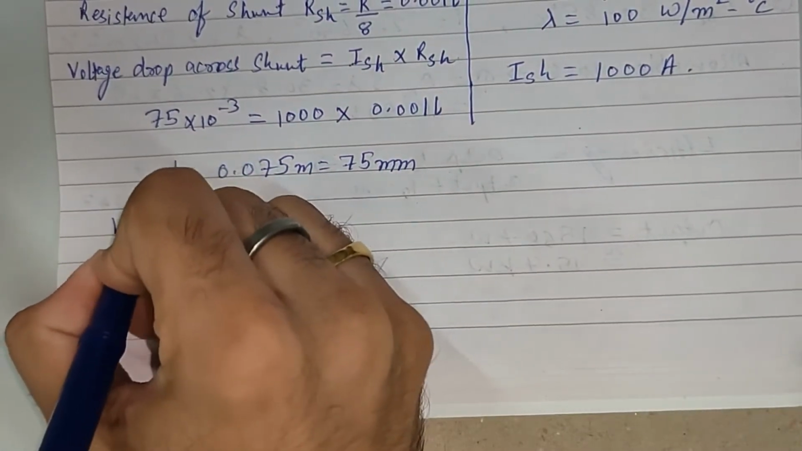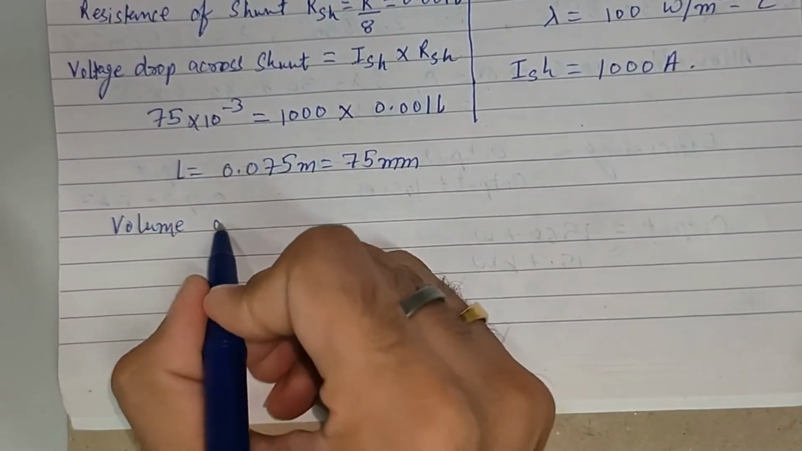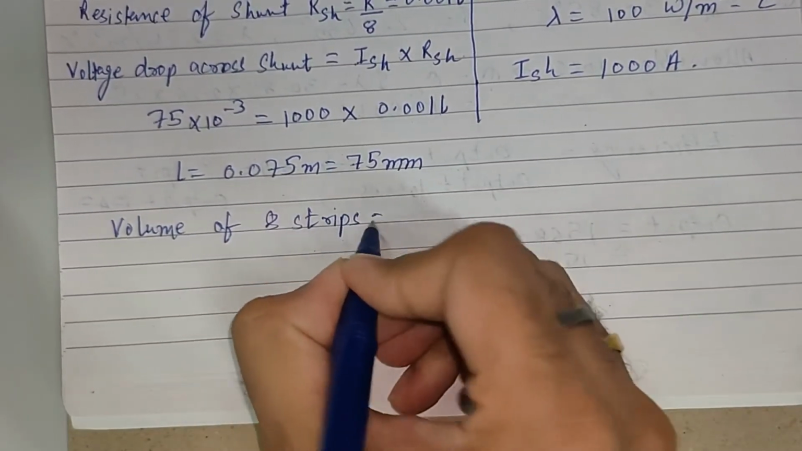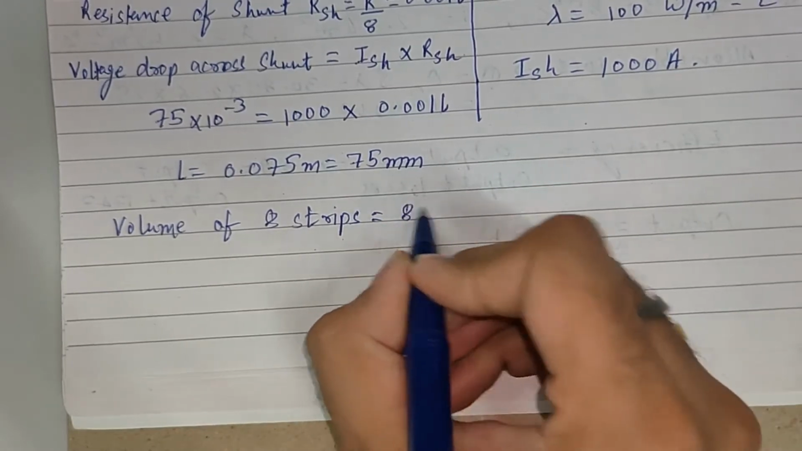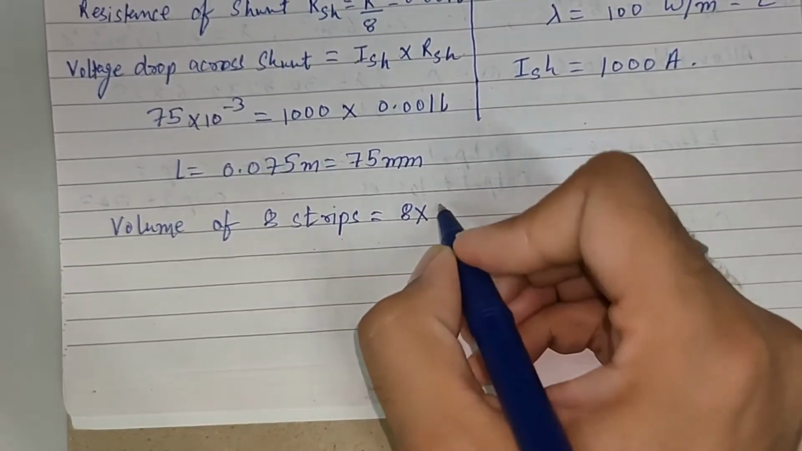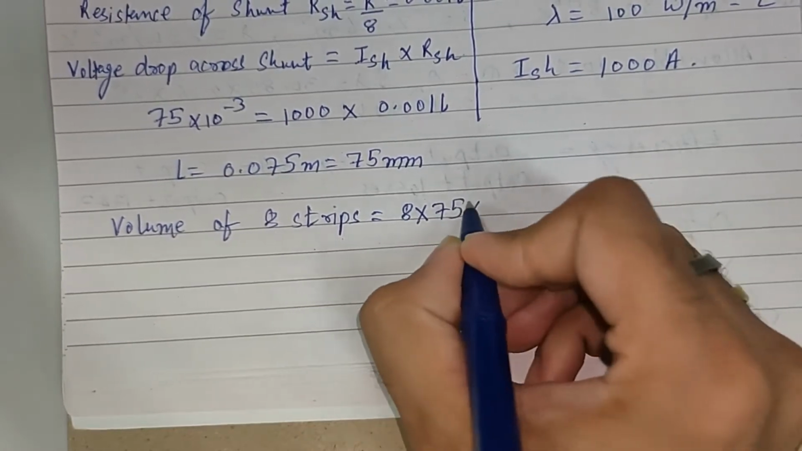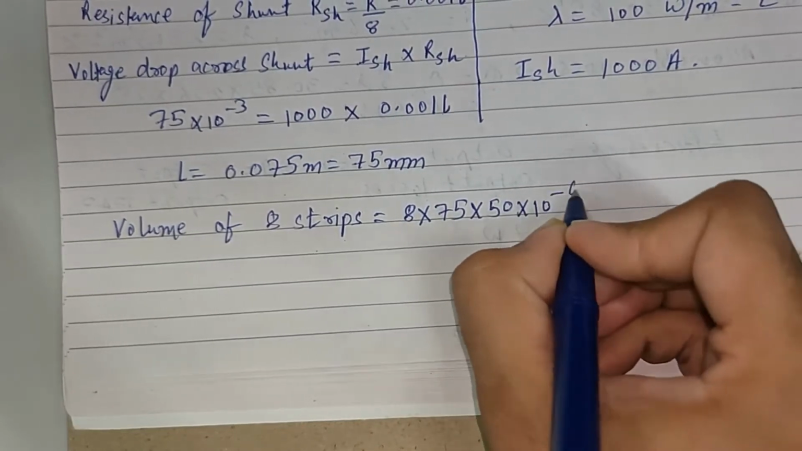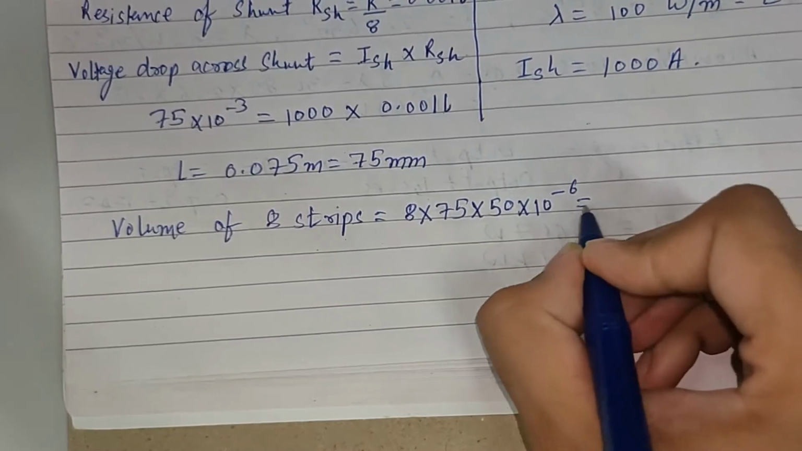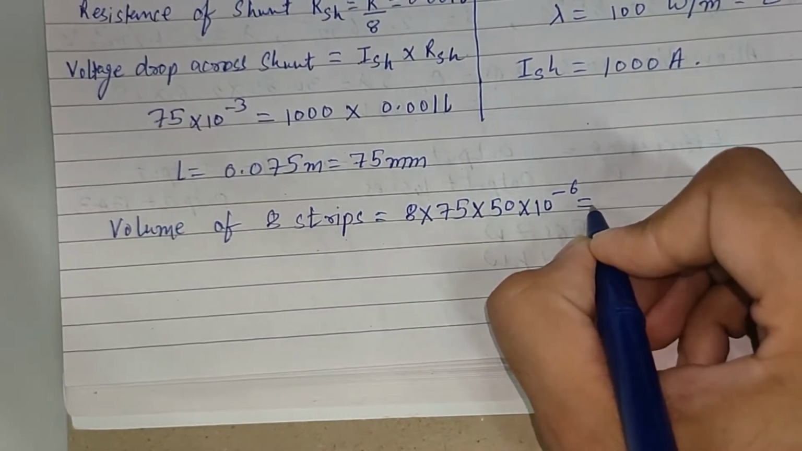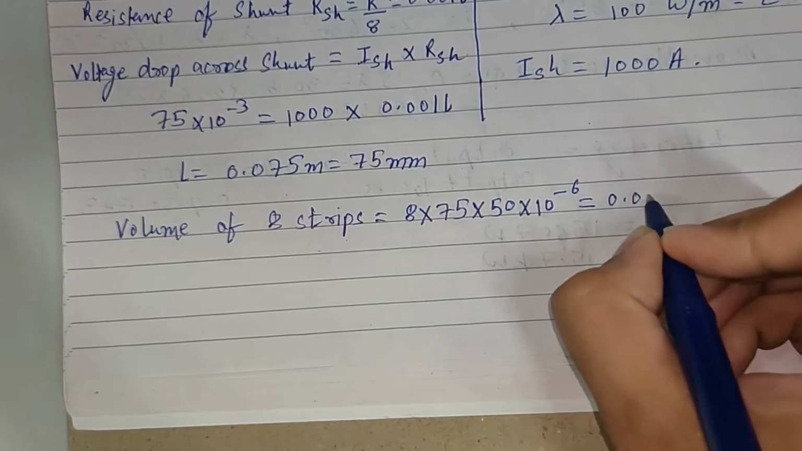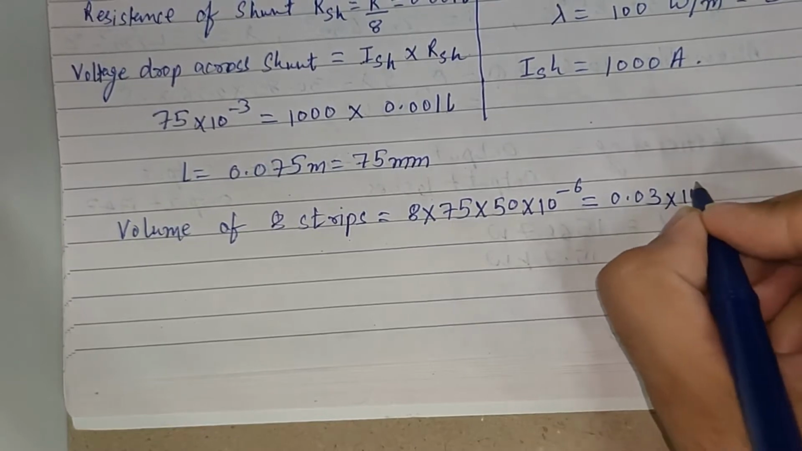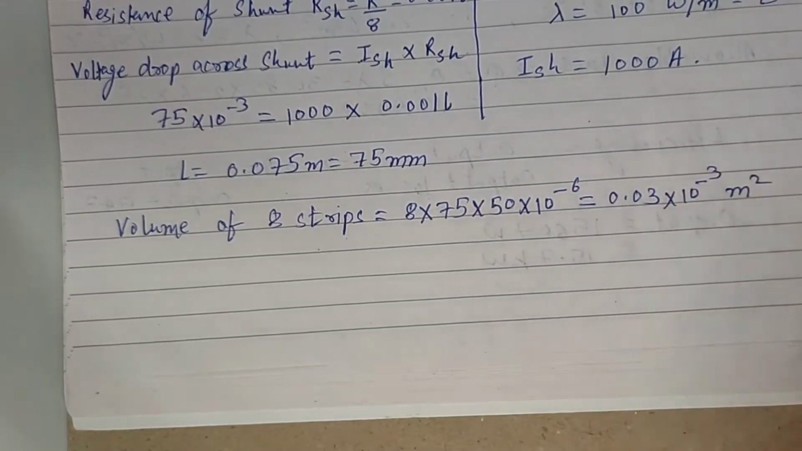So the volume of 8 strips is equal to 8 multiplied by 75 multiplied by 50 into 10 raised to minus 6. So this would provide me the volume as 0.03 into 10 raised to minus 3 meter cube.